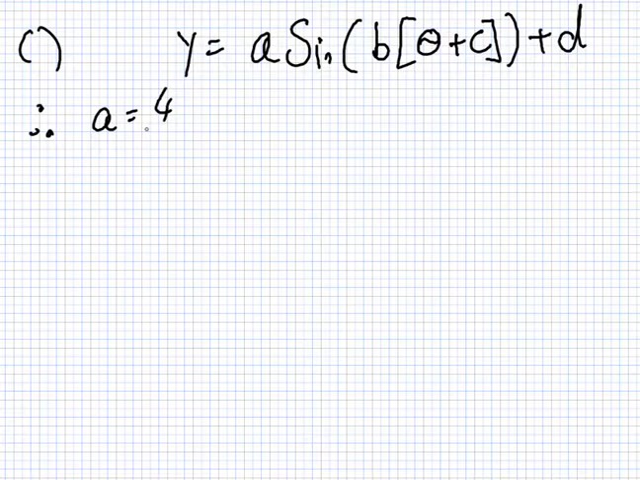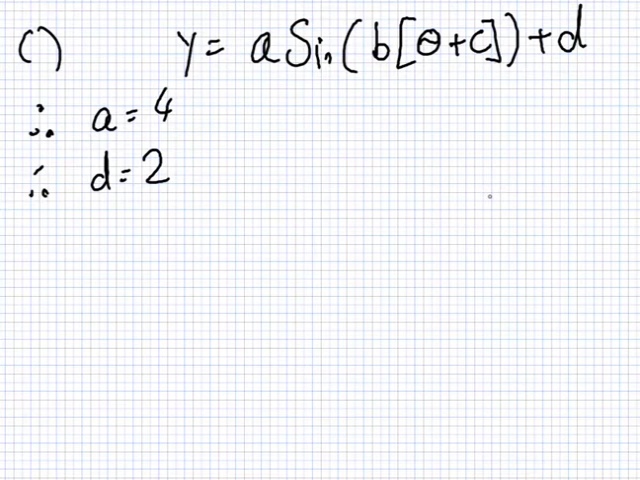If I have 4 sine, what's the lowest and the highest for 4 sine? Minus 4 to 4. Does this graph go from minus 4 to 4? No, it goes from minus 2 to 6. Therefore, what has happened? Correct. So which letter is that? D.